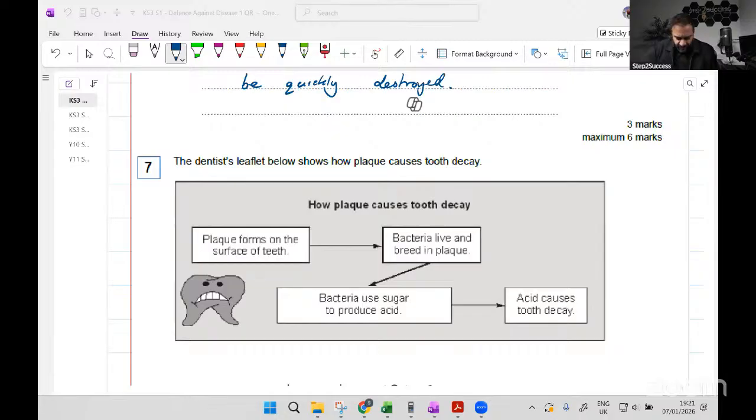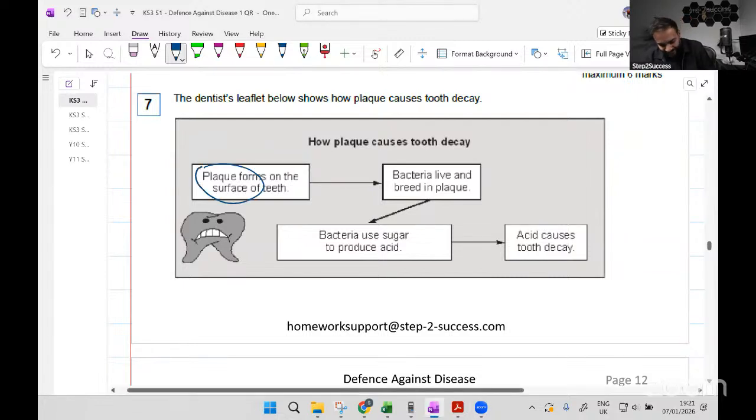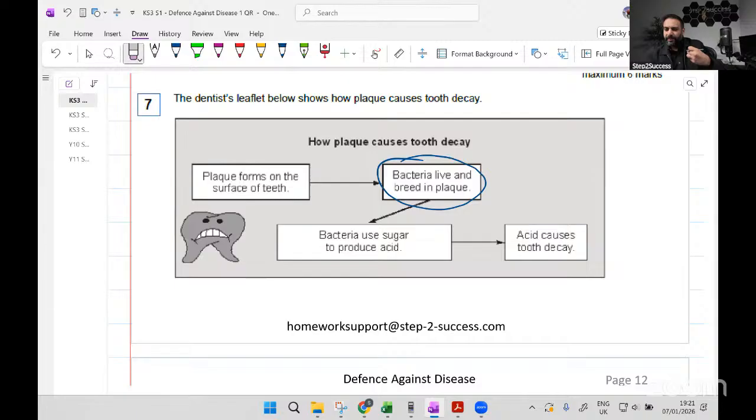Six, seven, and nine. Right, question seven. The dentist leaflet shows how plaque can cause tooth decay. It gives you some information here that you are meant to read and understand. Anybody can answer this question correctly if you read and understand the question carefully. Because it tells you that plaque is this stuff that forms on your teeth. Hopefully you don't have any. But bacteria live inside it, so they're kind of protected by it.